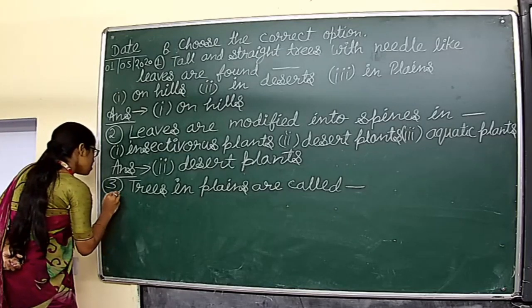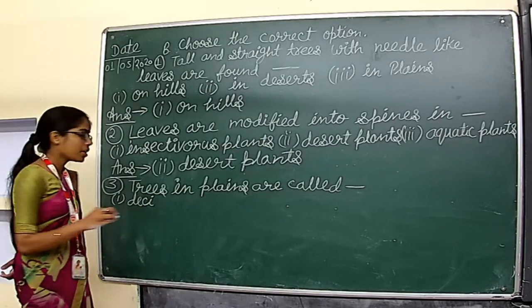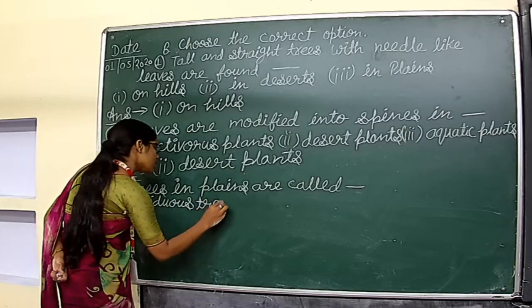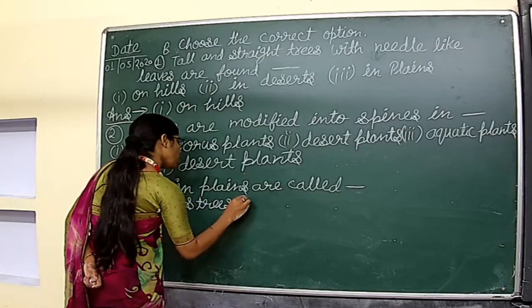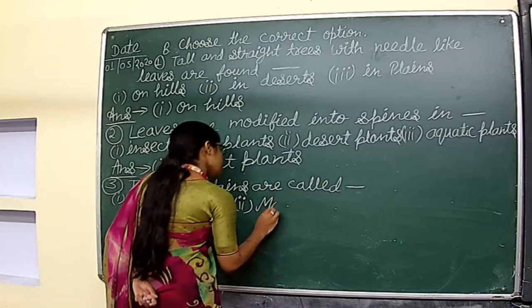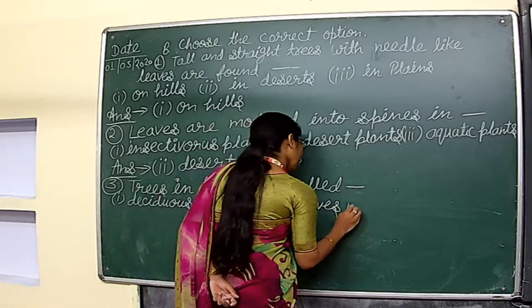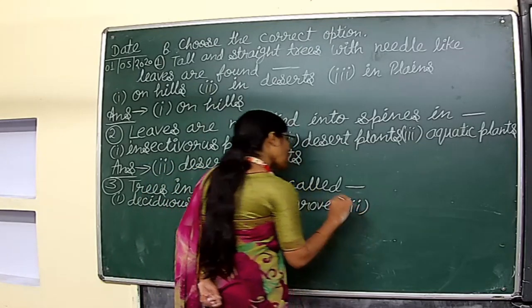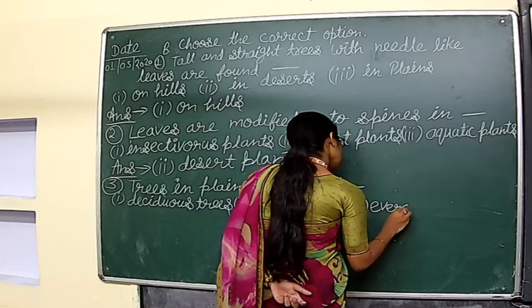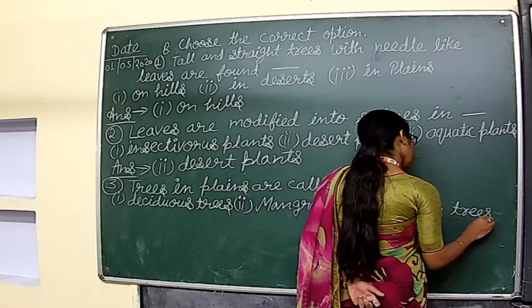The first option is deciduous trees. The second option is mangrove. And the last option is evergreen trees.